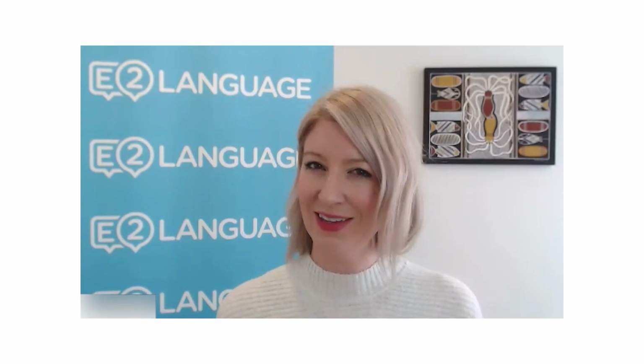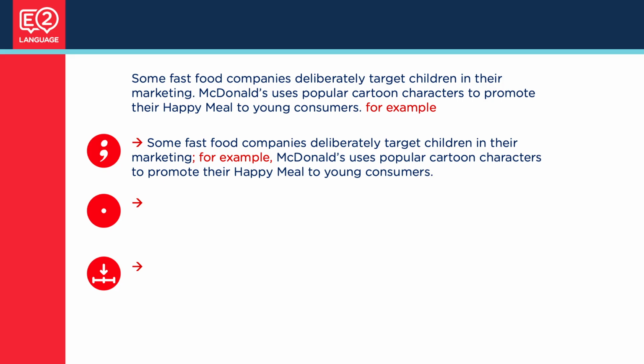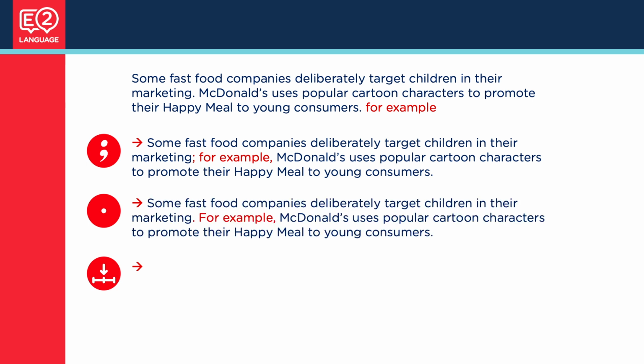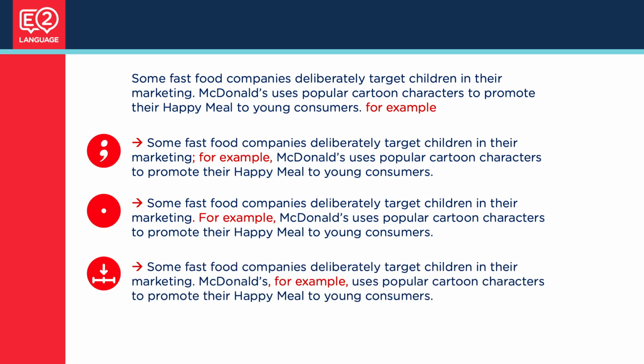How did you go? It's easy, right? Let's check. Some fast food companies, blah, blah, blah; for example, with a full stop, that's easy, full stop, capital F, comma after "example". And in the middle, McDonald's, for example, uses popular cartoon characters. And that's three easy ways to use that phrase accurately in your IELTS writing.